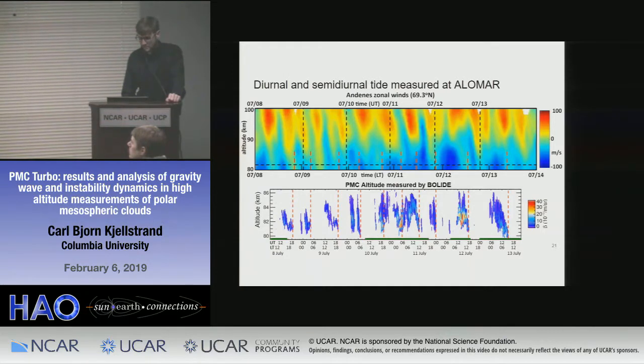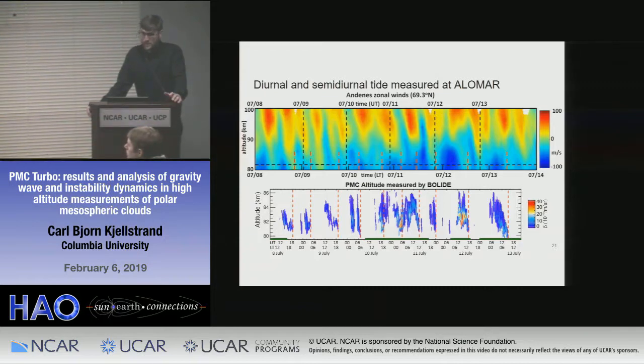The black horizontal line shows the approximate location of the PMC layer. The red dashes in both graphs basically show the times when PMCs disappear in our cameras, not our LiDARs, but our cameras. We don't see the PMCs anymore. And the bottom plot is the reflection off of PMCs measured in the LiDAR. And the conclusion that we're currently drawing here is that semidiurnal tides, when they cause eastward winds and thus downward winds, warm the PMC layers, the PMCs sublimate, and the PMCs disappear.